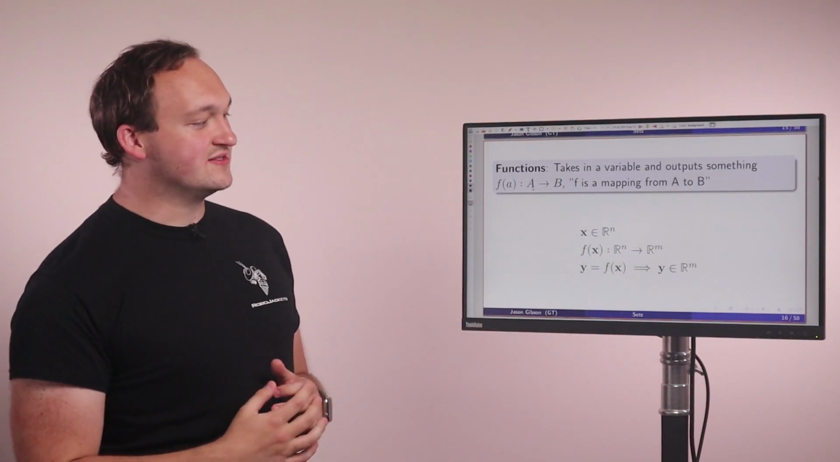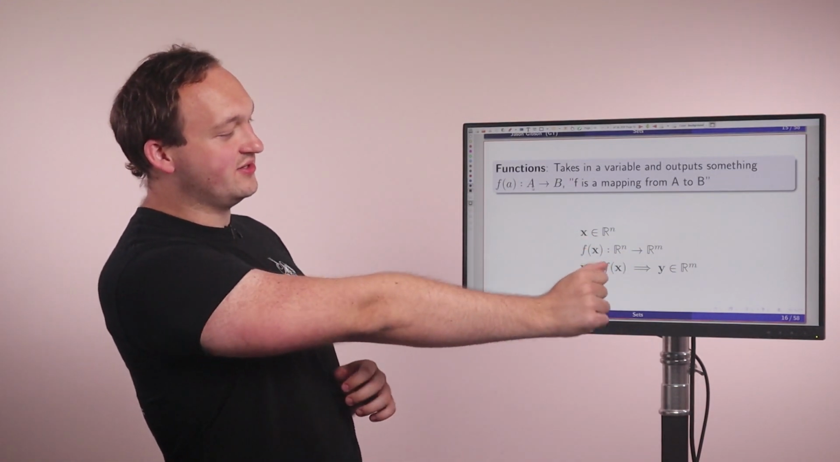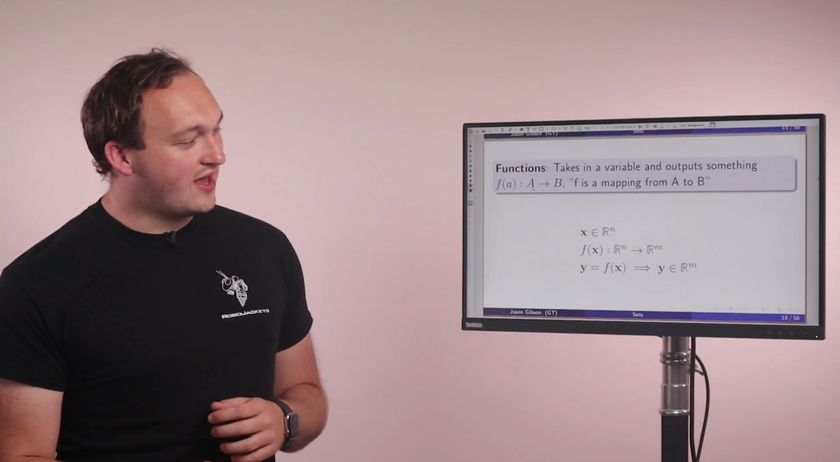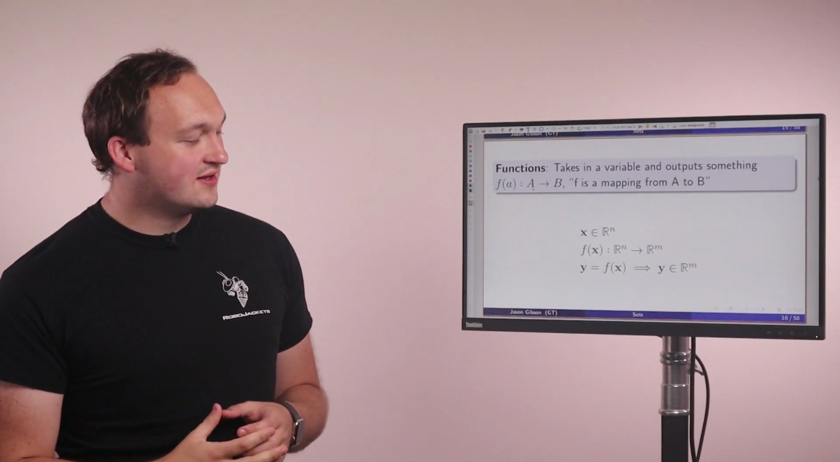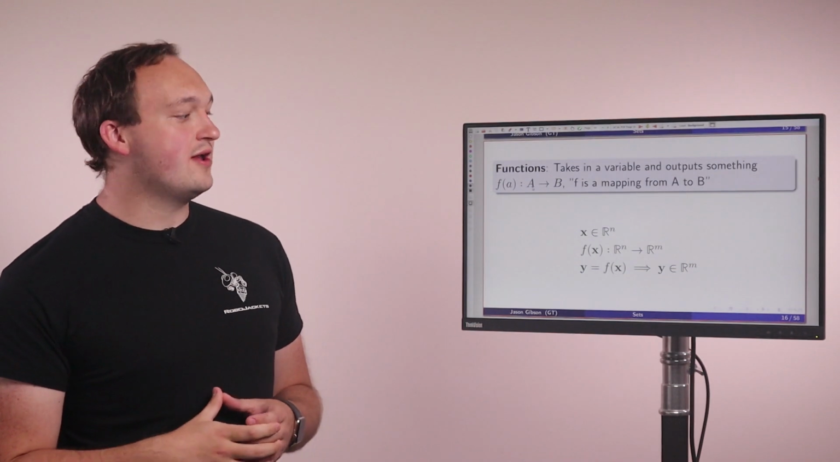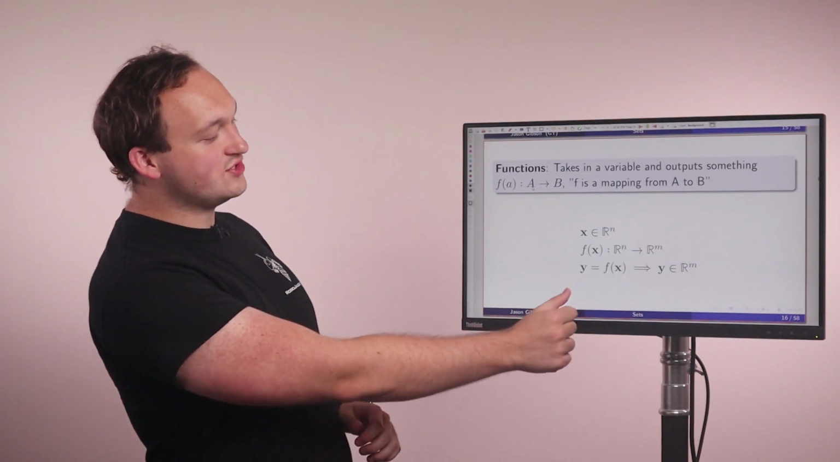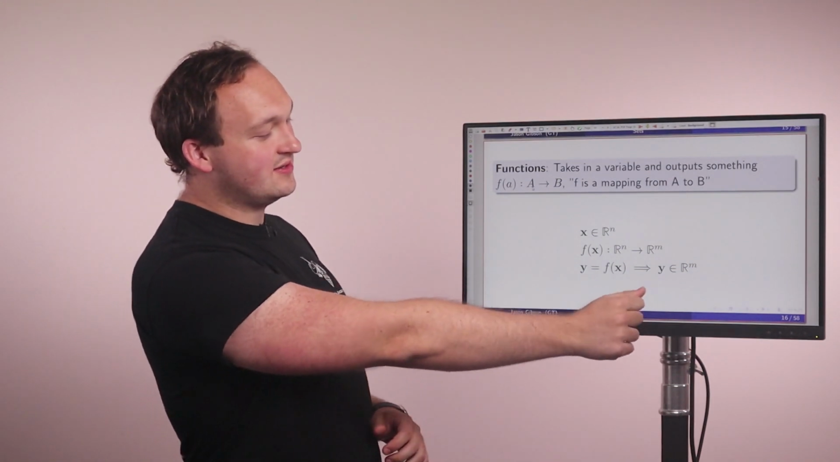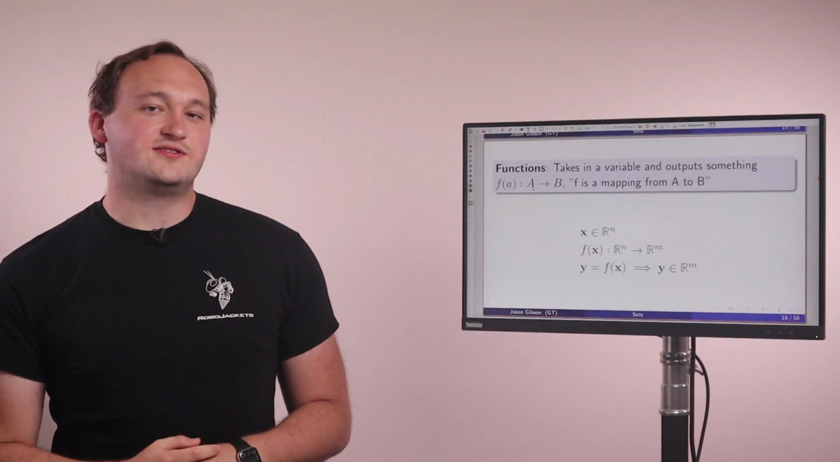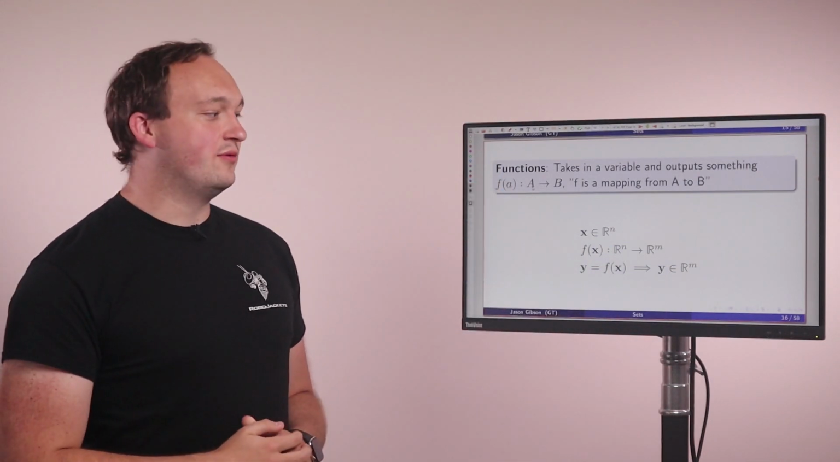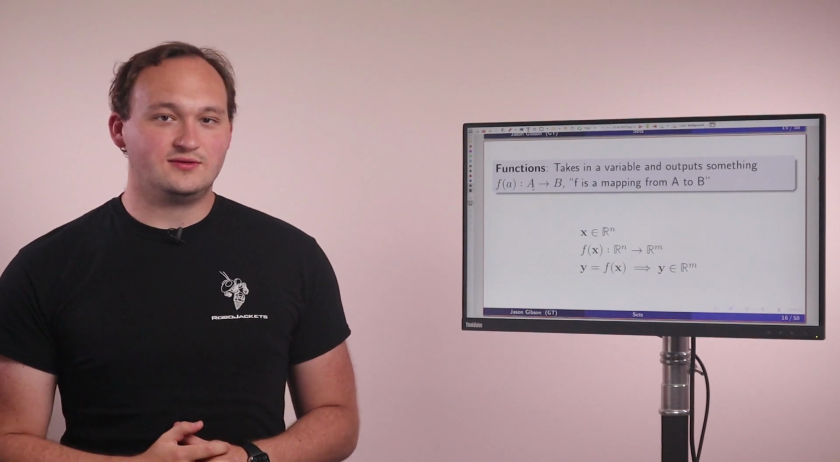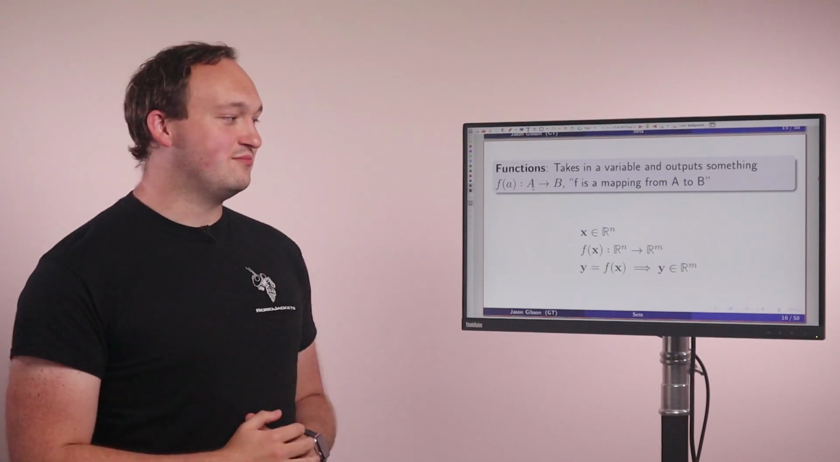So a lot of times you'll see things like this. You have some vector X that belongs to Rn, and then you have some F which operates on X, and that is a mapping from Rn to Rm. And if we write out our function as Y is equal to F of X, that implies that Y belongs to Rm. So this is how everything will be defined with respect to robotics, especially in papers.